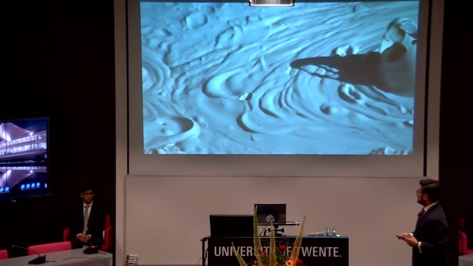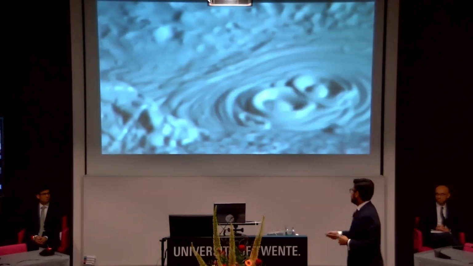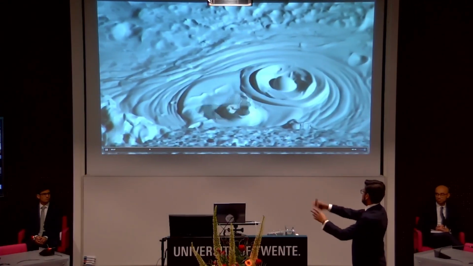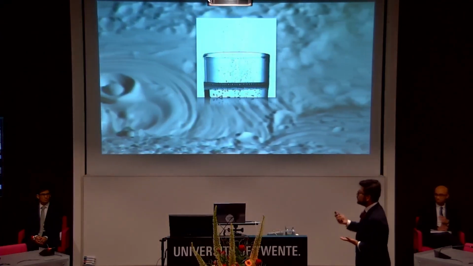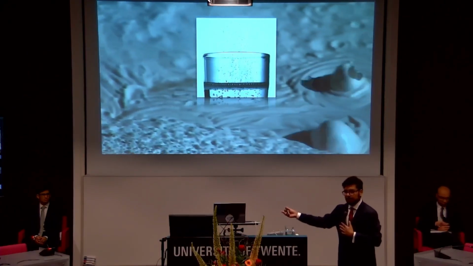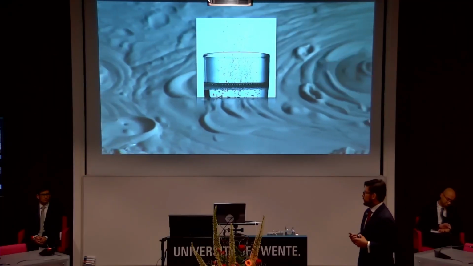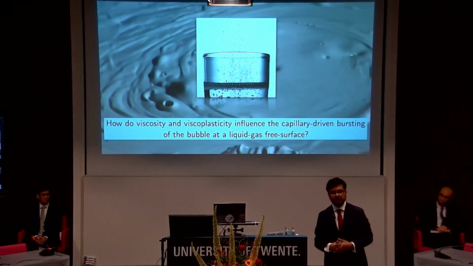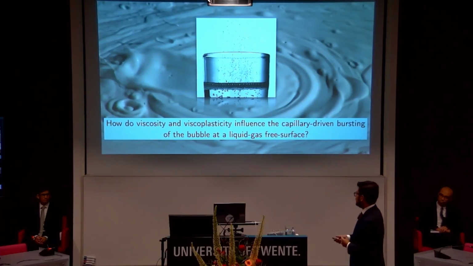And of course, what is also interesting is when you look at mud pots. This is a mud pot in Yellowstone National Park. You see these bubbles which come to the surface and they pop, and they show very similar features. So my question was, can we use the things that we learned from a glass of champagne and apply this to these kinds of situations and understand this process? That's chapter 6 of my thesis, which is how viscosity and viscoplasticity, because these liquids are special, it's a mud, not just a viscous liquid, influence this bursting process.